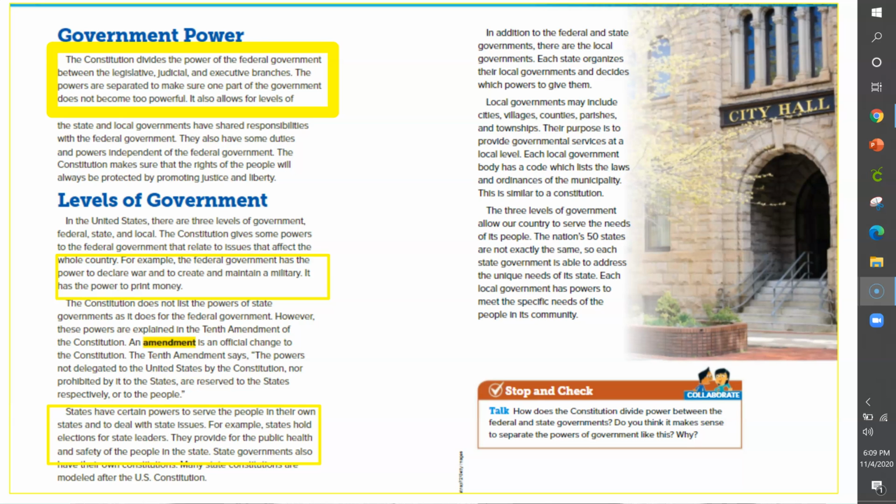So let's think of this. Why are there different levels of government? Use text evidence to support your answer as you think. Pause right here.